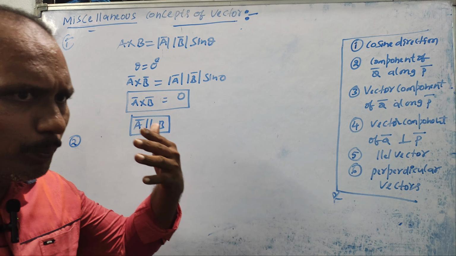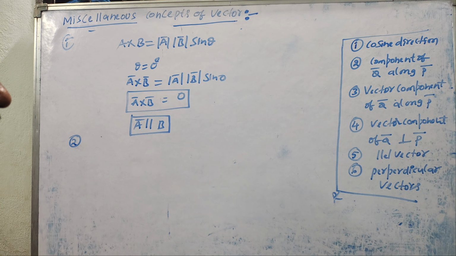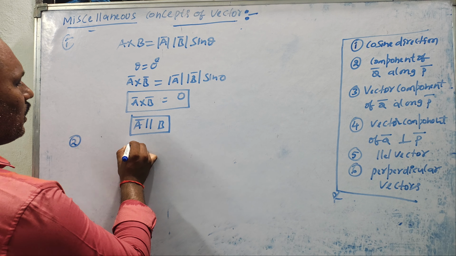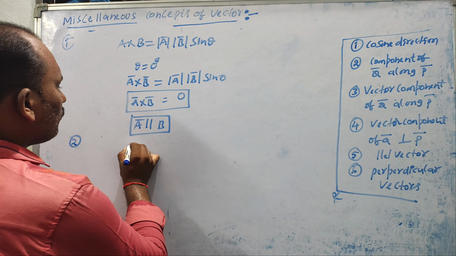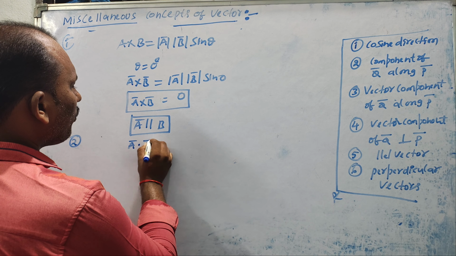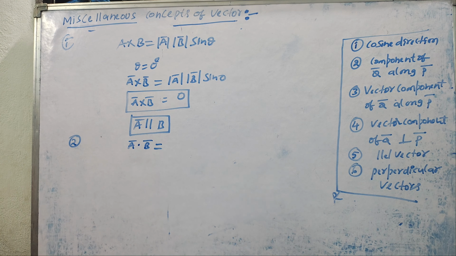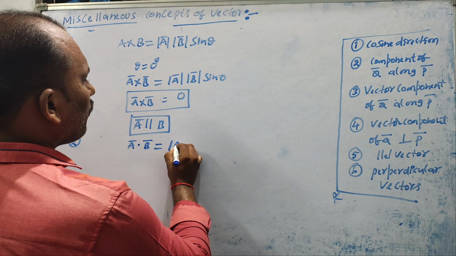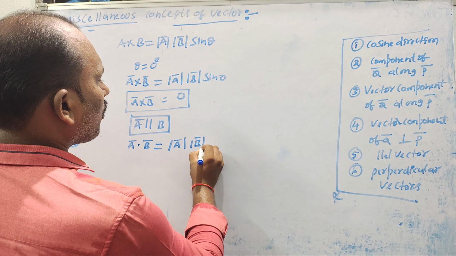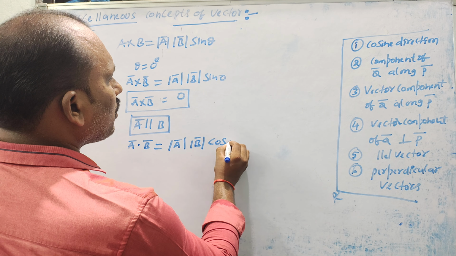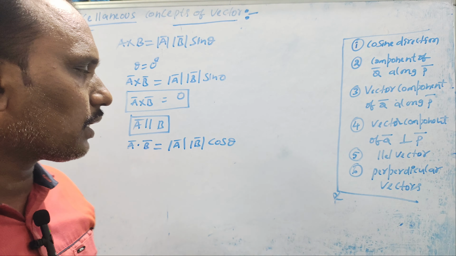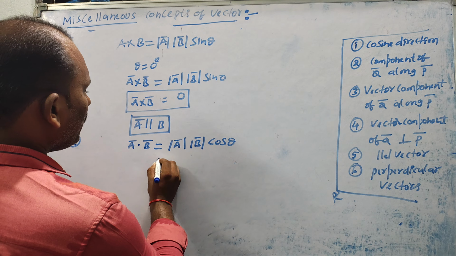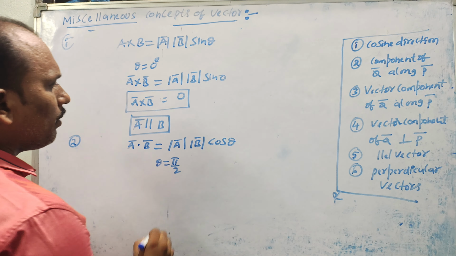Second one, suppose the vectors are perpendicular. Once again, I am taking a bar dot b bar. a bar dot b bar is equal to modulus of a bar, modulus of b bar cos theta. My assumption is that I am taking perpendicular vectors, so theta becomes 90 degrees, that is, theta becomes pi by 2.